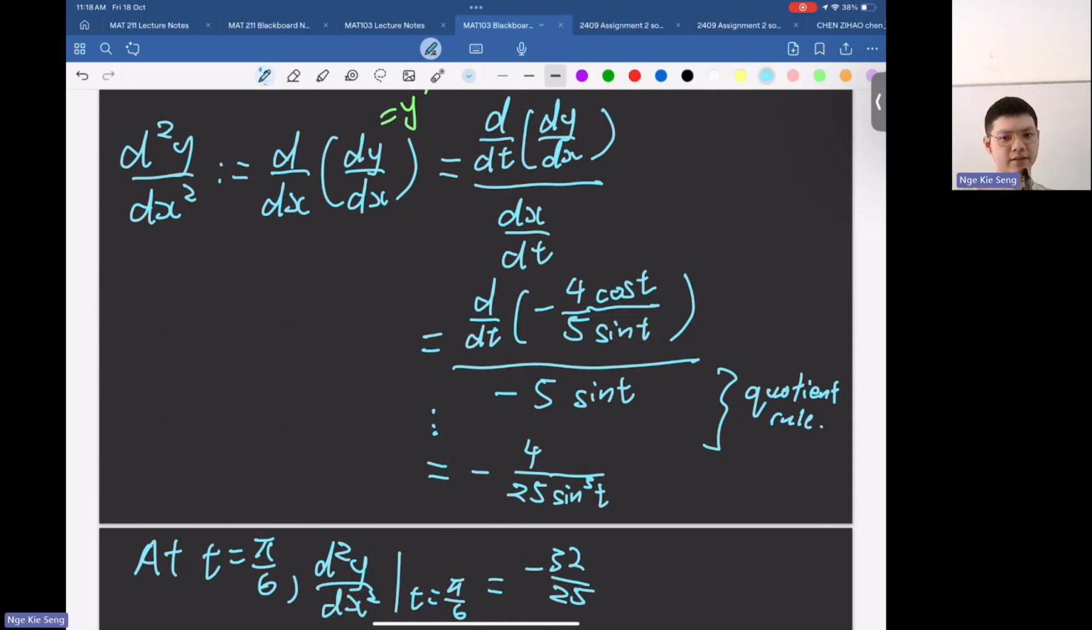I think we'll do the next example next time. The next example is actually quite important, also for your assignment. We'll do it next time: how to determine a horizontal tangent and a vertical tangent.